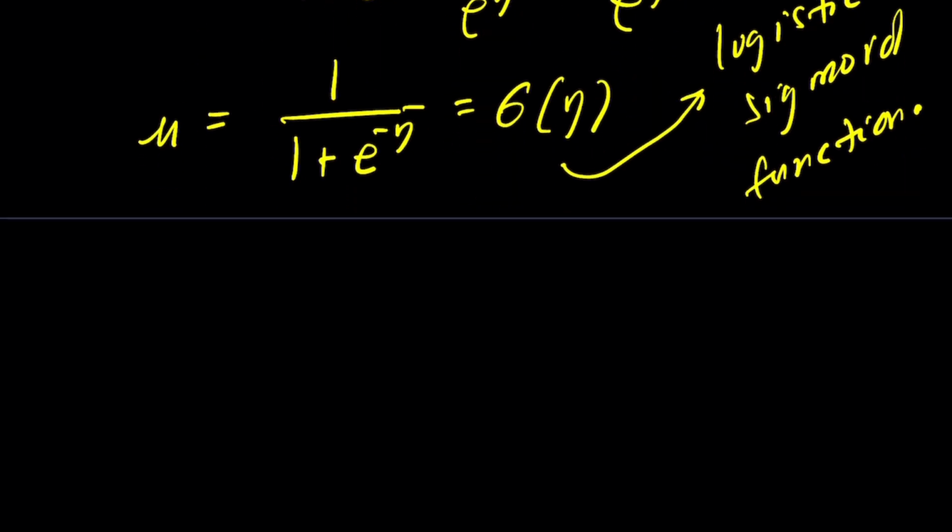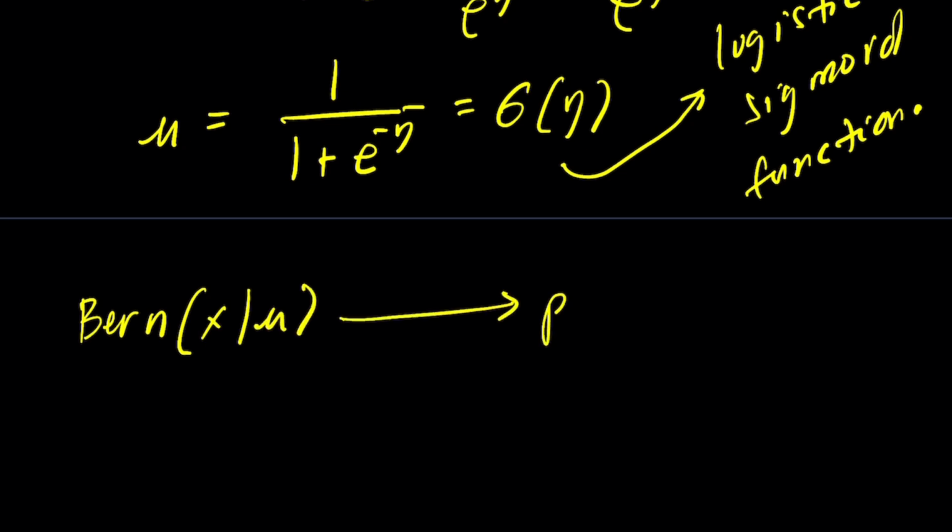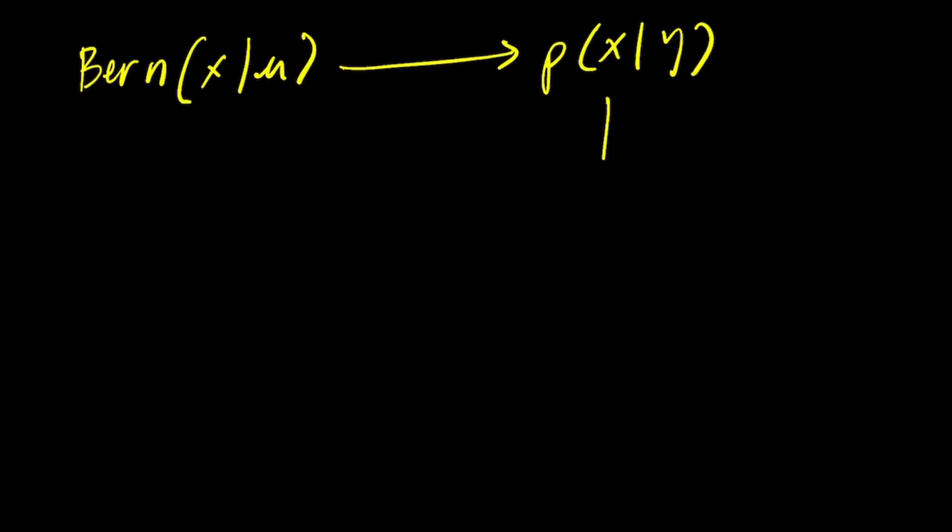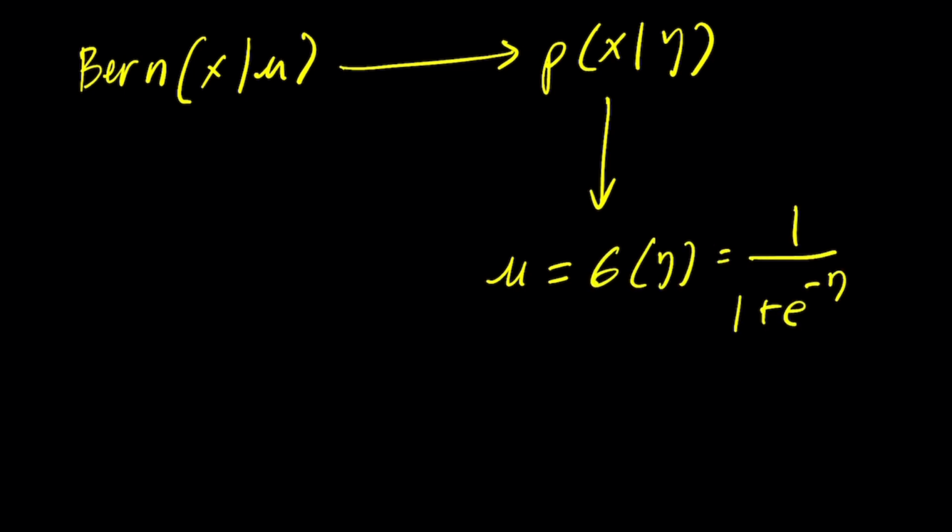So what we have shown is that using the Bernoulli distribution of x given mu, we converted it to the standard form of p of x given the natural parameter, and then computing for mu, we get the logistic sigmoid function as a function of the natural parameter, 1 over 1 plus e to the negative of the natural parameter.